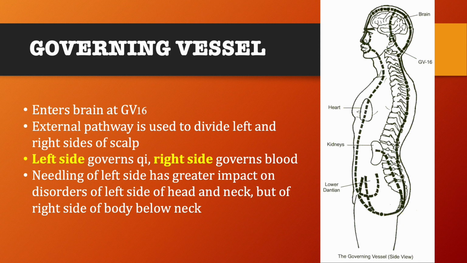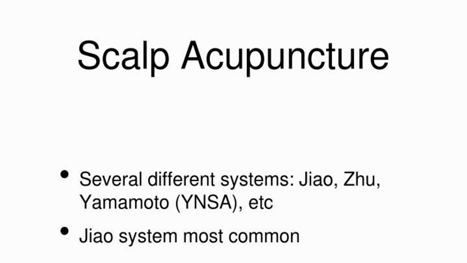Needling of the left side has greater impact on disorders of the left side of the head and neck, but of the right side of the body below the neck, and conversely. Several different systems are used, like Jiao, Ju, and Yamamoto. The Jiao system is the most common.